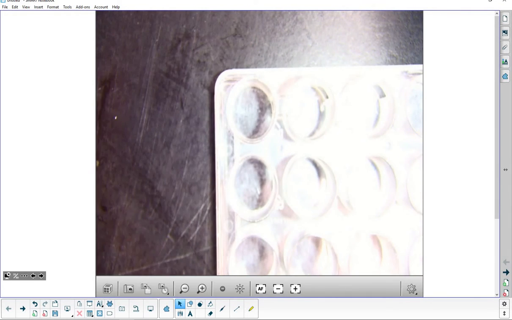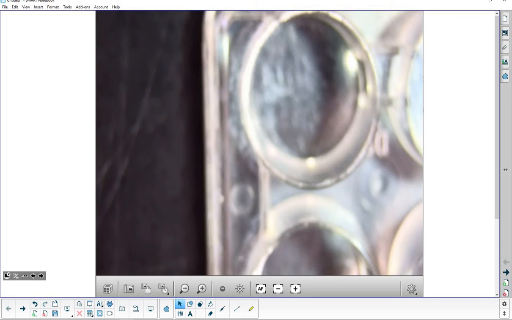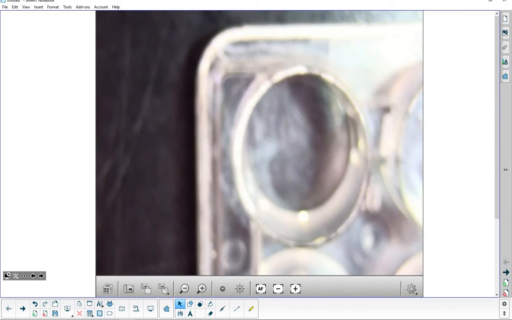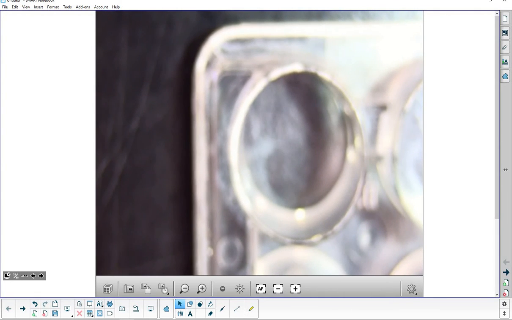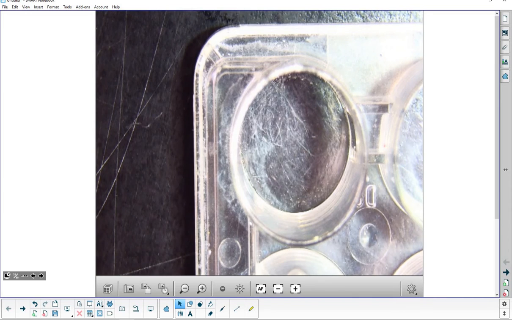This one is, I'm going to zoom in on just one or two wells. Let's try focusing it. Maybe I zoomed in too far. There we go. I was like, maybe I don't have my glasses on right.